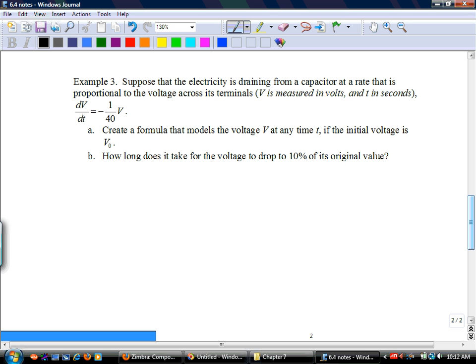Okay. Anyways, so suppose the electricity is draining from a capacitor at a rate that is proportional to the voltage across its terminals. V is measured in volts, T is in seconds. So dV/dt equals -1/40 V. So create a formula. V equals V0 E to the -1/40 T. Woohoo, A is done.